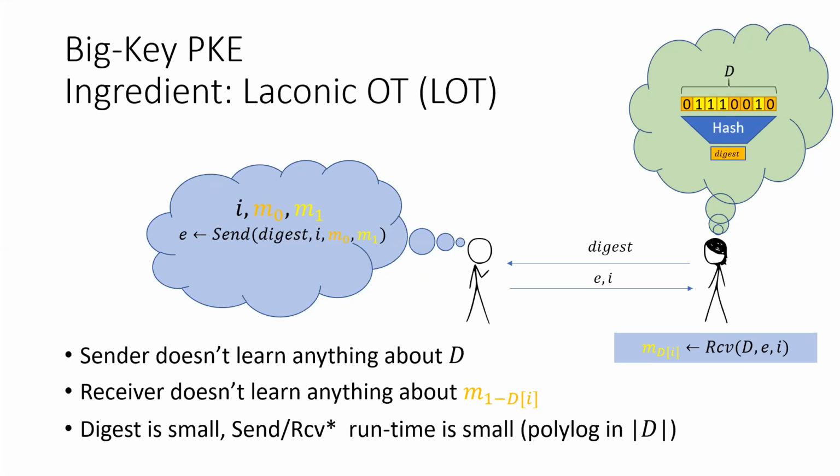And the efficiency is the digest is small and the runtime of the send and receive algorithms are all small, only polylogarithmic in the database size. So we have constructions of this laconic OT under a lot of nice public key assumptions like DDH, LWE, etc. It's a pretty heavy hammer though. These constructions are not very efficient in real life. So assumptions-wise, it's a nice primitive, but practicality-wise, not so nice.